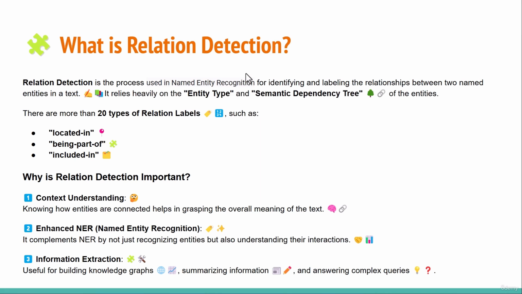For this, it heavily relies on the entity type of the other entities. And additionally, it relies on their semantic dependency tree. There are more than 20 relation labels, such as located in, being part of, and included in.